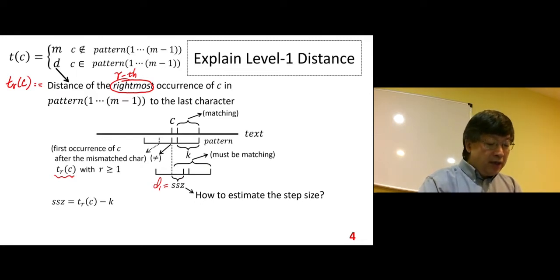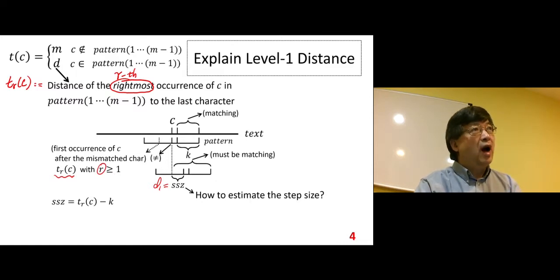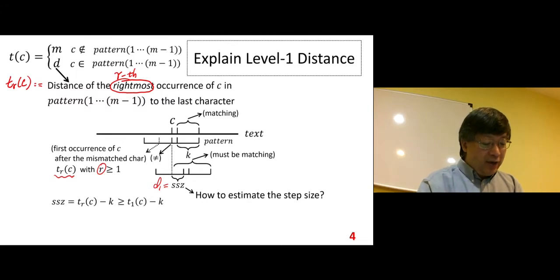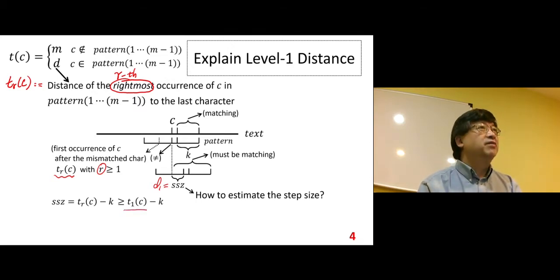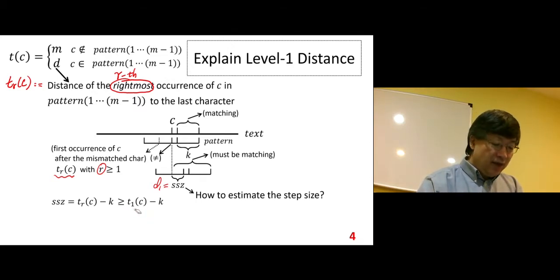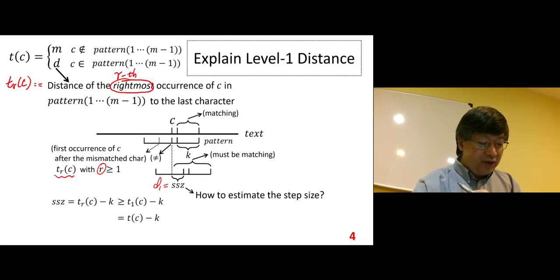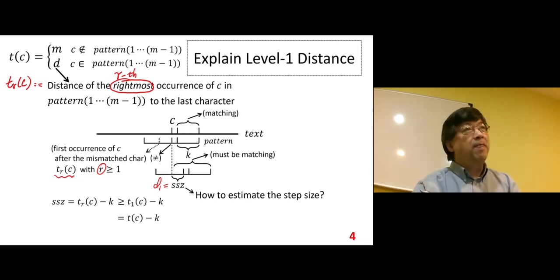But T sub R of C, with R greater or equal to 1. The rth occurrence, R greater or equal to 1, the smallest R is 1. That is the first occurrence, the rightmost occurrence. So T sub R of C should be greater or equal to T1 of C. But T1 of C minus K equals T of C minus K.